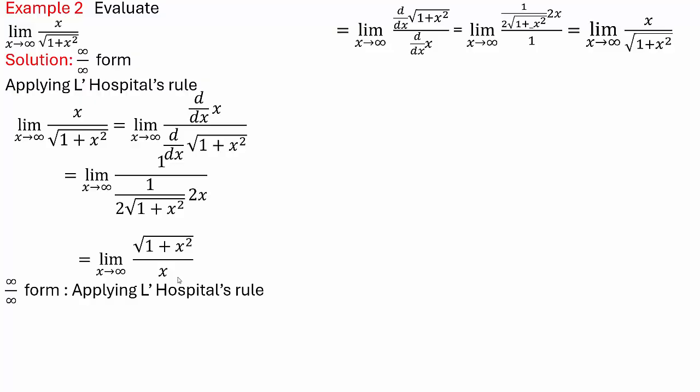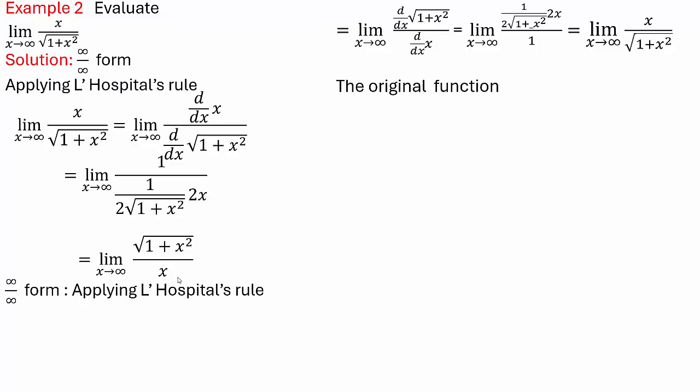Derivative of root of 1 plus x square is 1 by 2 root of 1 plus x square into 2x divided by 1. Again, it becomes limit x tends to infinity of x divided by root of 1 plus x square. We can see that this is the original function.